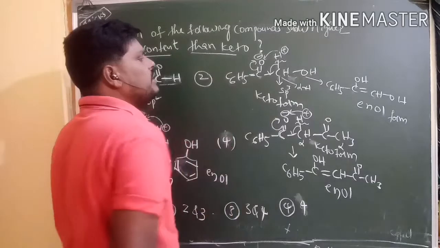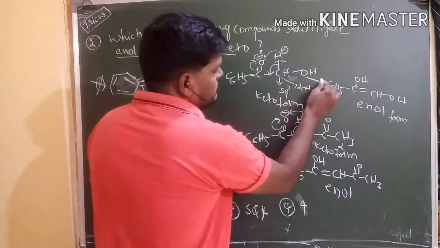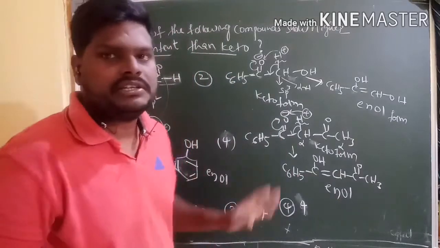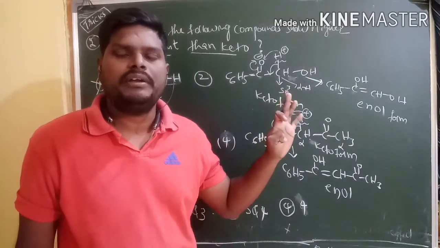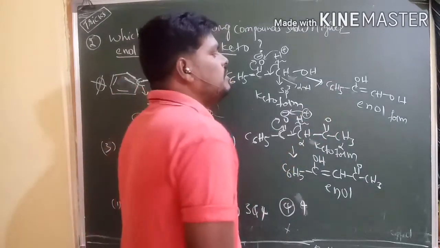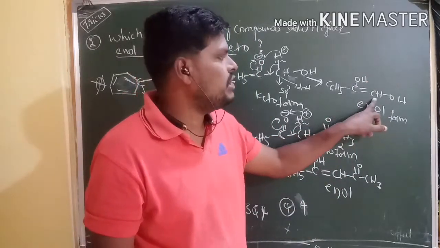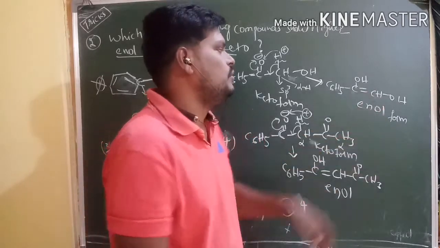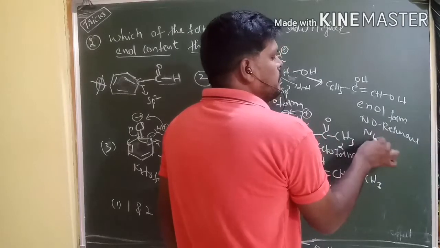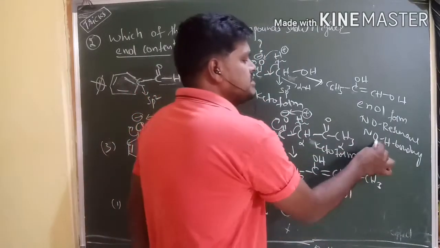Here look at the second one. I told you already what the conditions are: resonance stability, hydrogen bonding and aromatic nature. Here no conjugation, no resonance and no hydrogen bonding is there, because no electronegative atom is there. That's why here no resonance and no hydrogen bonding. That's why the enol form is less stable here.